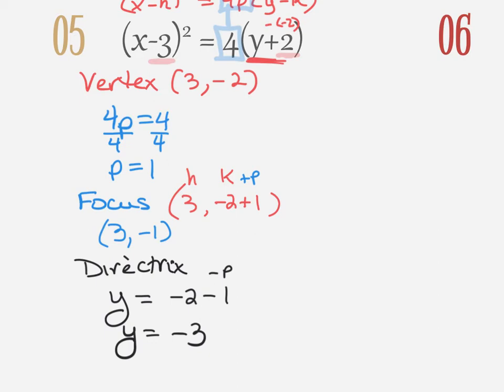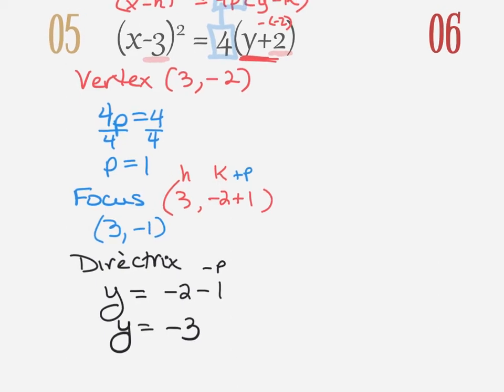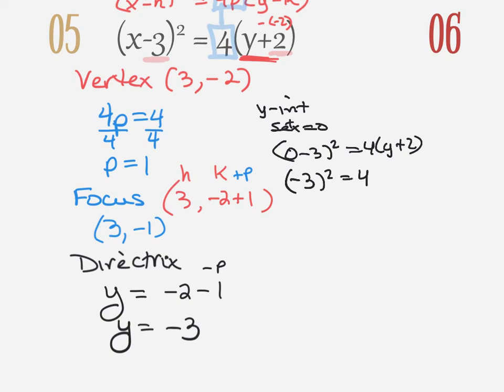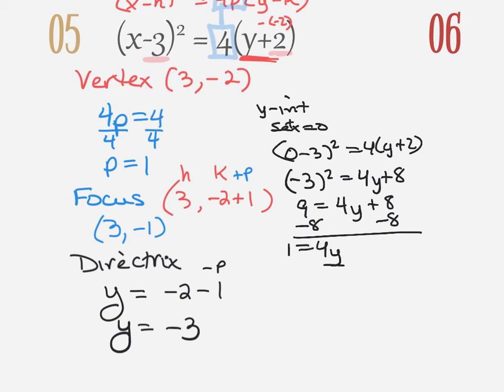Now, because we want to see how fat or skinny this one is, I'm also going to find my y-intercept. So for this one, to find the y-intercept, just like always, we're setting x equal to 0. So I'm going to go back to the original. So 0 minus 3 squared equals 4 times y plus 2. I'm going to solve for y. So negative 3 squared. I'm going to distribute. I'm going to square the negative 3. I'm going to move the 8. Divide by 4. And y equals 1/4. So my y-intercept is 0, 1/4.